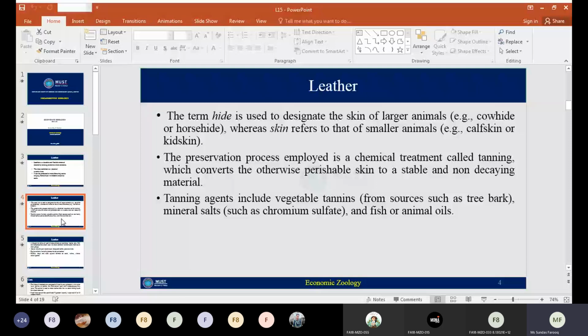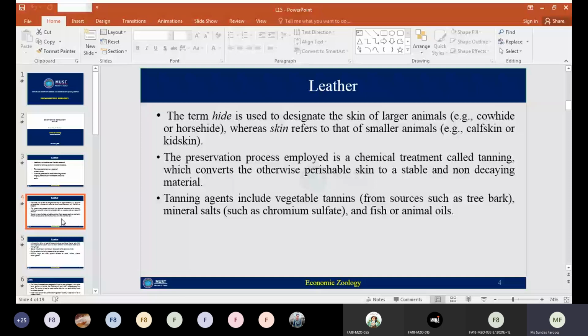The different types of tanning agents utilized for treating the animal skin are mostly vegetable tannins, obtained from tree barks, and, importantly for the leather industry, minerals such as chromium sulfate, as well as fish and animal oil. It means the skin of animals is treated with different chemicals, and all these chemicals play an important role in the formation of leather.